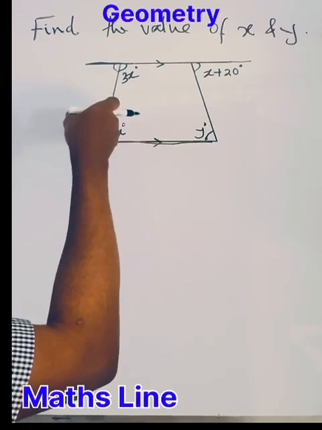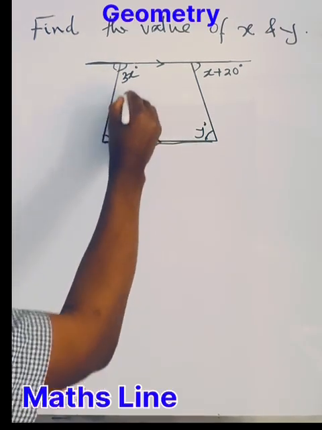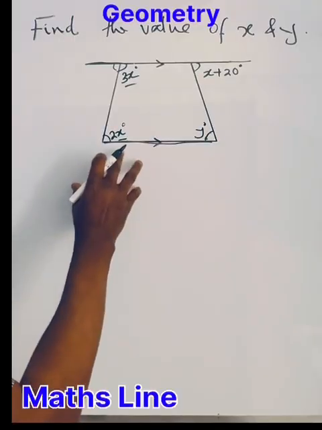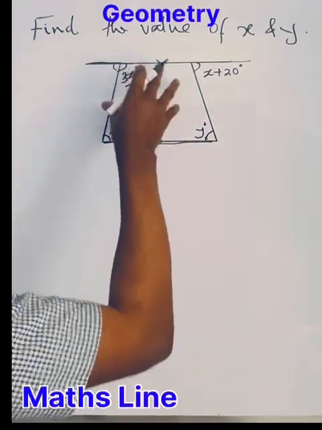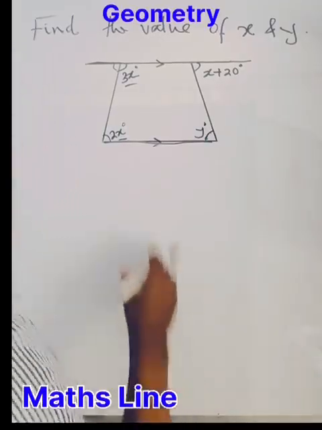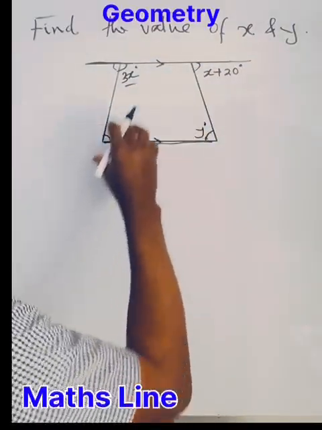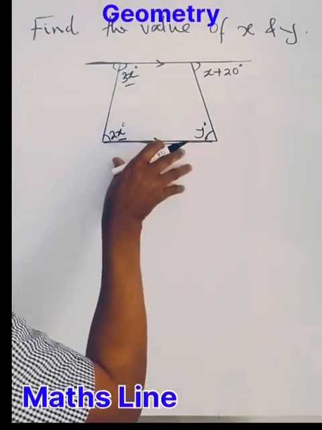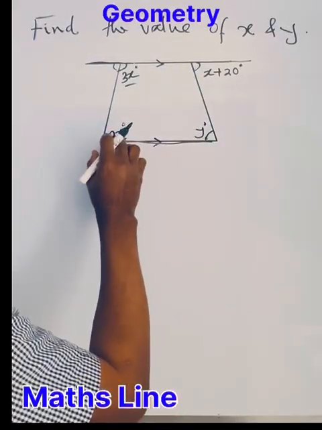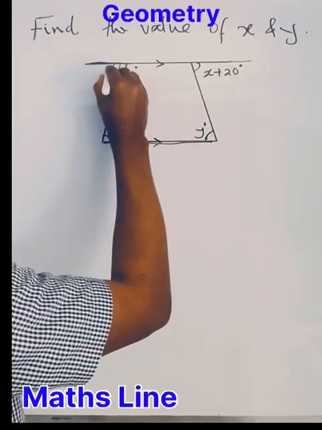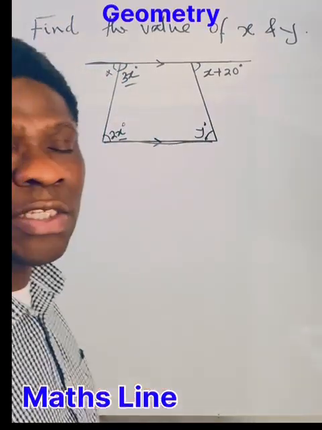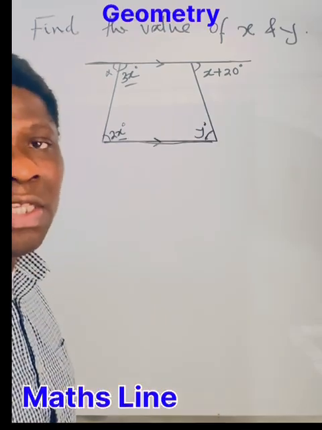The transversal has an interior angle, which is this and this, but we are being told to look for the value of x. What you must know is that the sum of angles on a straight line is always 180 degrees. So to look for the value of x, we can either add these two together and subtract it from the straight line, which is 180 degrees, or we take the two here and put it down here, which is an alternate angle. In any case, you still get the same answer.